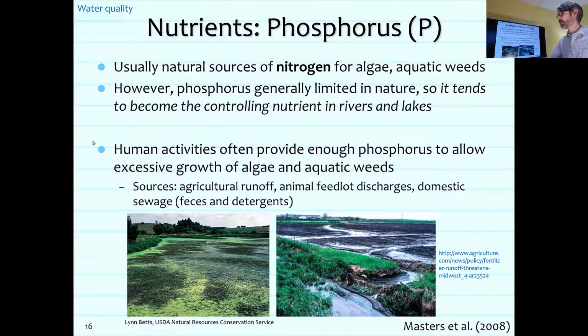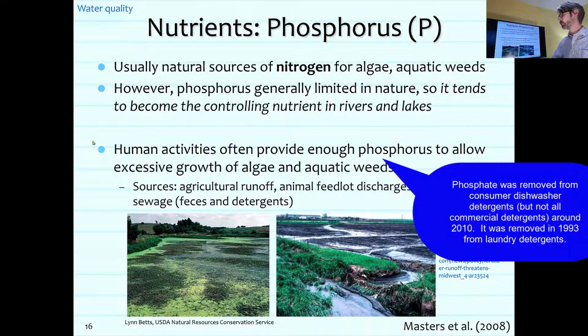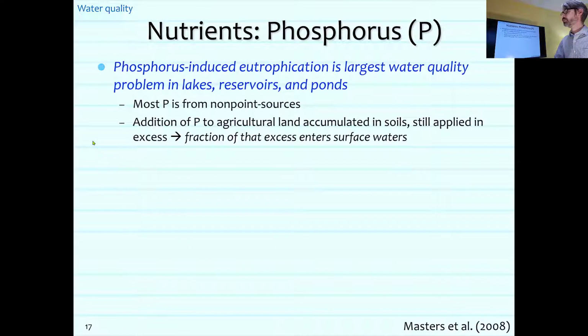The sources can be agricultural runoff, animal feedlot discharges, domestic sewage, feces, and detergents. Detergents commonly now contain, I believe, no phosphate as of the last decade or so, and so it comes from other sources typically. Phosphorus-induced eutrophication is now the largest water quality problem in lakes, reservoirs, and ponds.